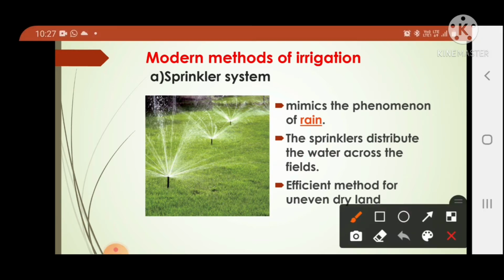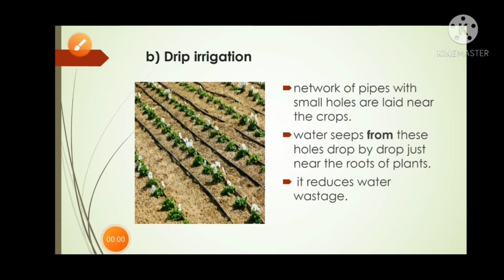Let's now discuss about the modern methods of irrigation. For example, sprinklers. As you can see in the picture, it mimics the phenomena of rain. The sprinkler distributes the water across the field, and it is efficient method for uneven and dry land.